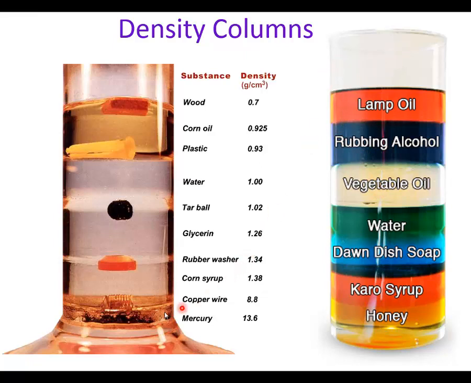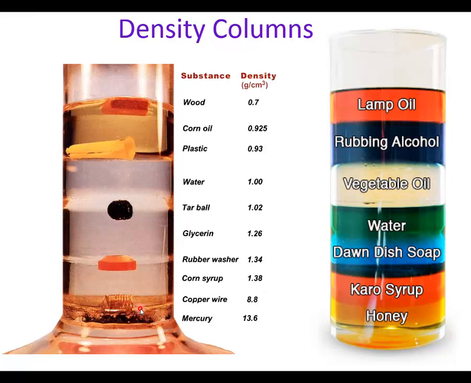We can also see in this case, this is a really fun density column that shows your difference in densities. Mercury has a fairly high density of 13.6 grams per centimeter cubed. It's at the bottom of our density column, and we notice that copper has a density of 8.8. So the copper wire is actually floating on top of the liquid mercury here. That means we could also take something like a post-1982 penny, which has a composition of mostly copper, and it would float on top of the mercury.